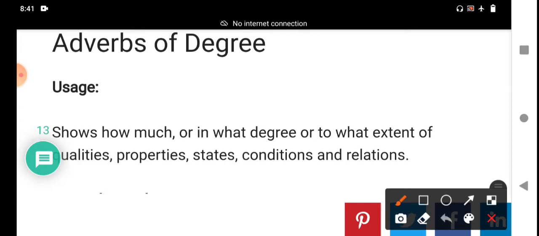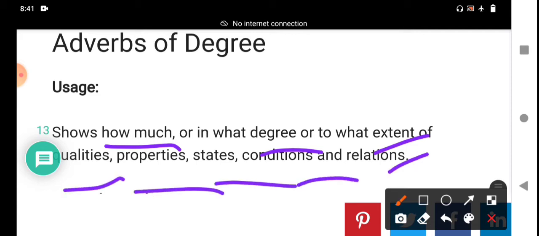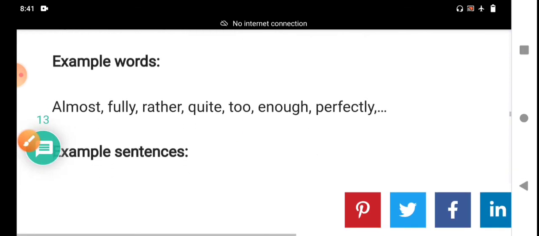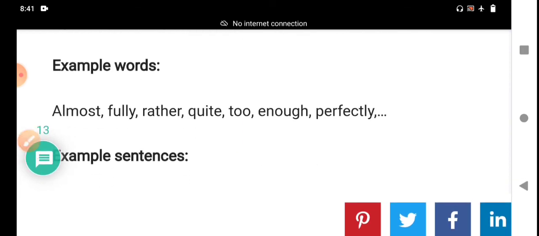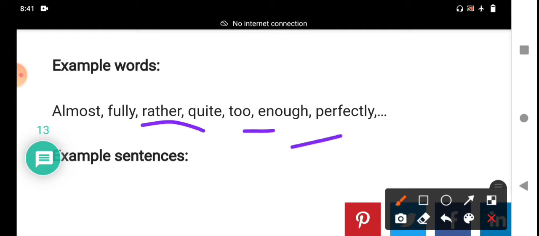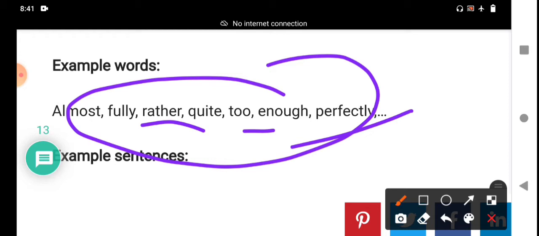These are very important. For these questions, the answer is adverb of degree: how much it has, what degree, what extent it has done. Qualities, properties, states, conditions and relations. These are all in what extent they have happened. This is the adverb of degree. I will give you examples: almost, fully, rather, quite, too, enough, perfectly. These are all vocabulary of adverb of degree.